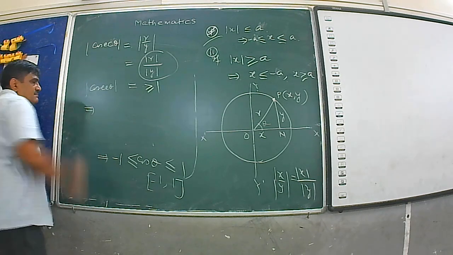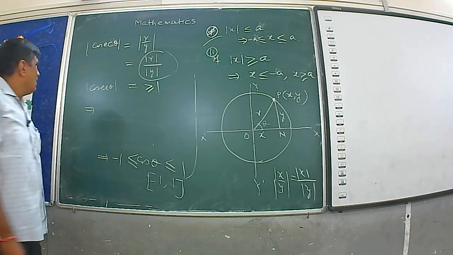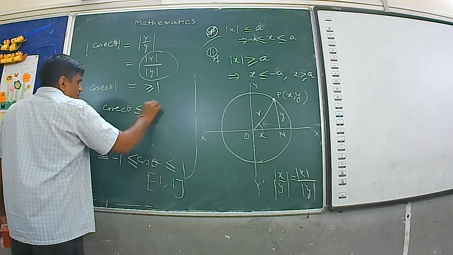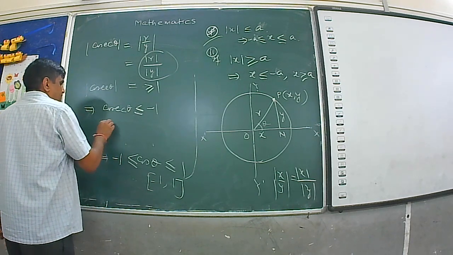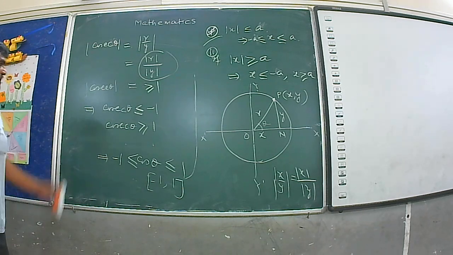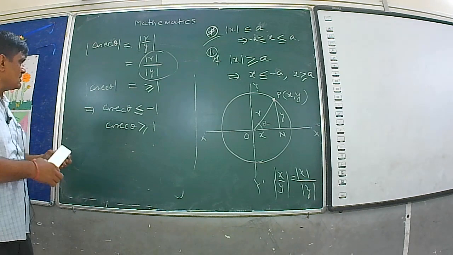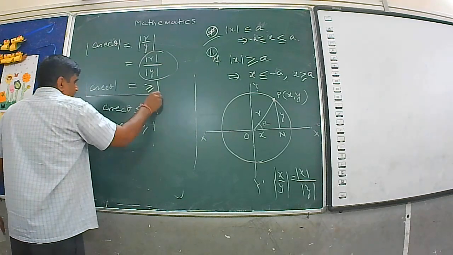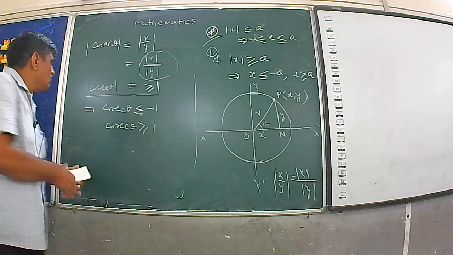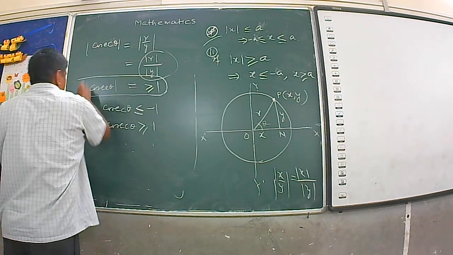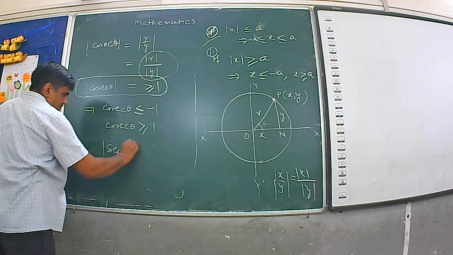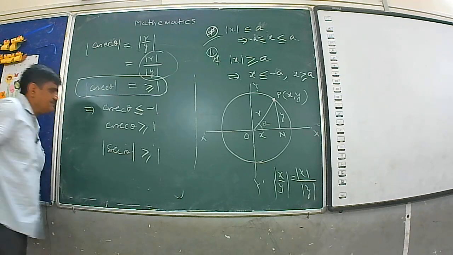This implies that cosec theta is less than or equal to minus 1 and greater than or equal to 1. In general, modulus of cosec theta, the absolute value of cosec theta is always greater than or equal to 1. Similarly, modulus of sec theta is greater than or equal to 1.